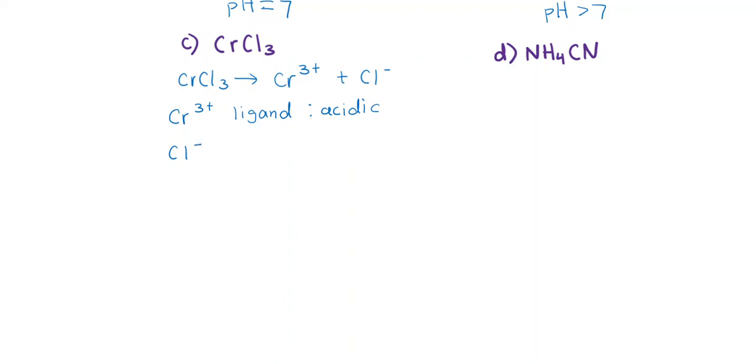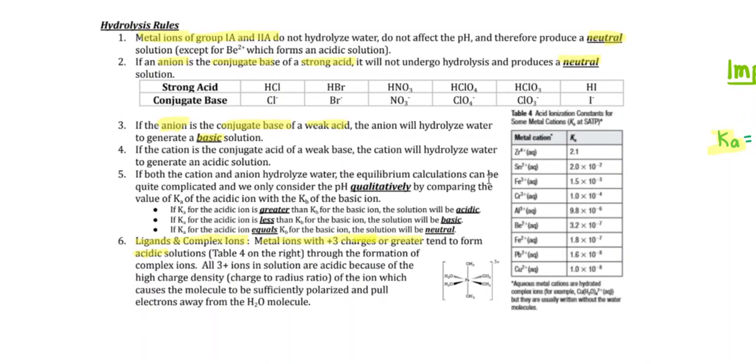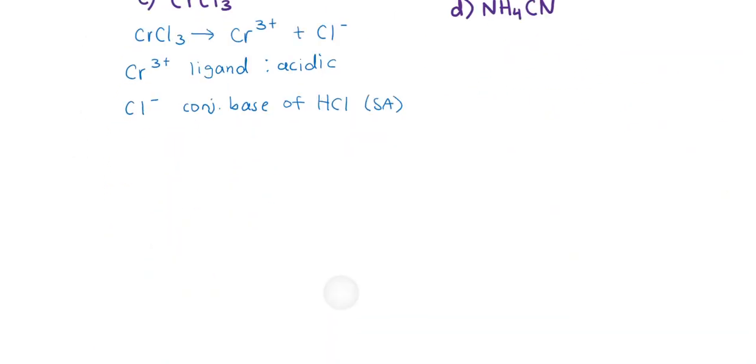And then Cl minus, this is the conjugate base of HCl, which is a strong acid. And then going back up, this is going to be rule number 2, so it's going to produce a neutral solution. So if we have one acidic and one neutral, the pH will be acidic.